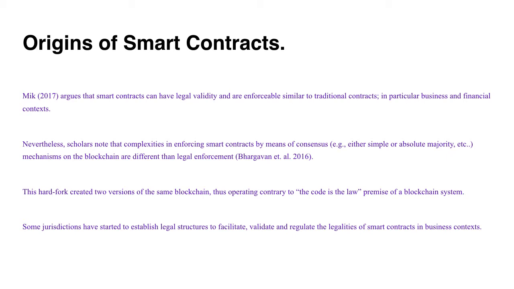So fundamentally, whenever smart contracts have to come into play, what happens when there are hard forks? Whenever a blockchain splits into two, here you cannot say that the code is law, because now you have two different versions, and both different versions cannot be the law simultaneously. So some legal jurisdictions have started to establish legal structures to facilitate, validate, and regulate all the encoded software in the context of businesses.